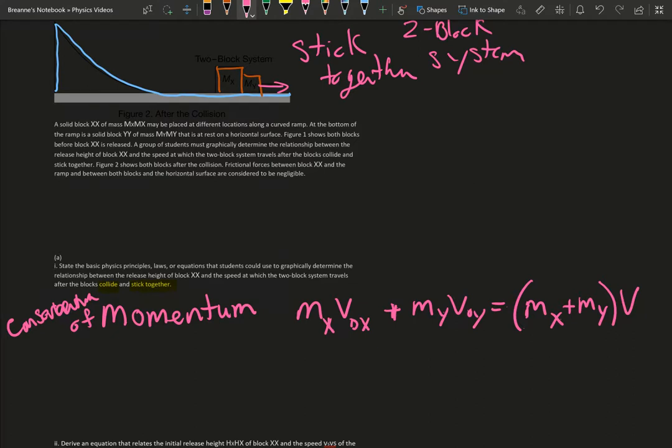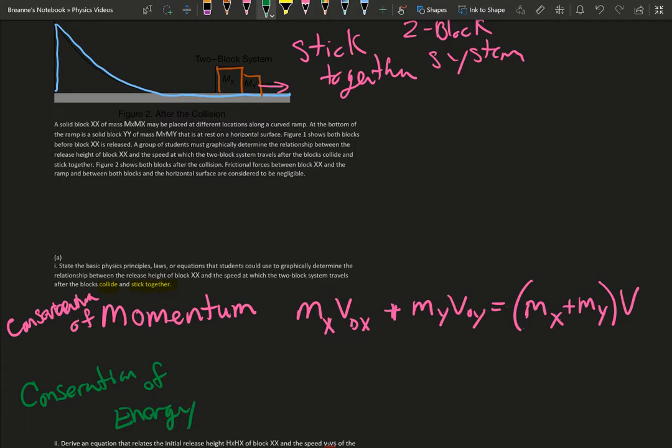Now, the second concept: you're dealing with height, you're dealing with movement, and these two concepts go hand in hand. If you're dealing with momentum, you are going to end up dealing with energy also. So conservation of energy should be your second principle that comes into play. Basically, the only type of energy you need to worry about is with block X, because block Y isn't moving until it actually collides. So you need to figure out your energy for block X.